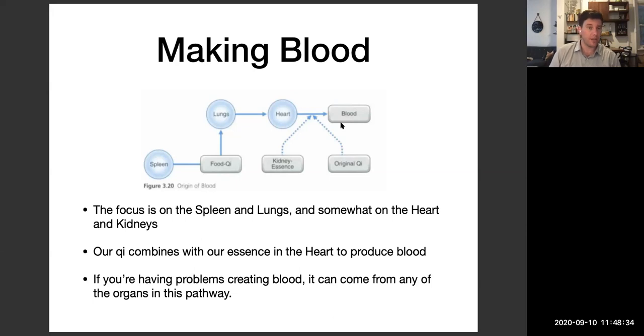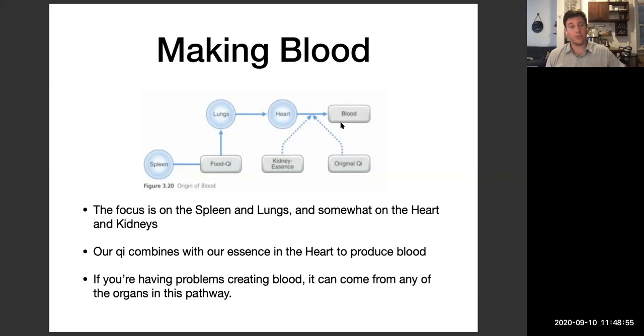So sometimes patients come in, they've lost a loved one 2 years ago, and they're still cold and have no energy and exhausted all the time and can't sleep well. And through release of that stagnation within the lungs, which we might use something like a front mu point, an alarm point of the lungs to do, all of a sudden they're able to produce blood.